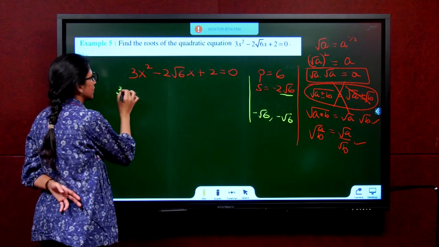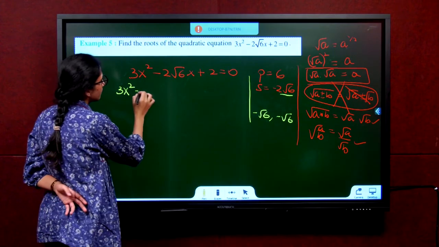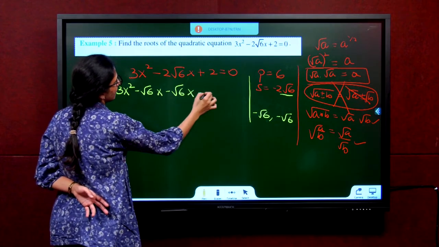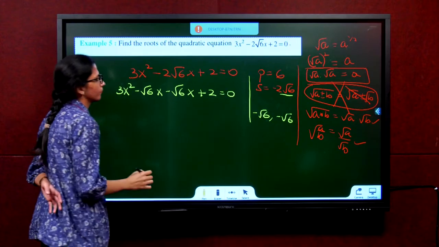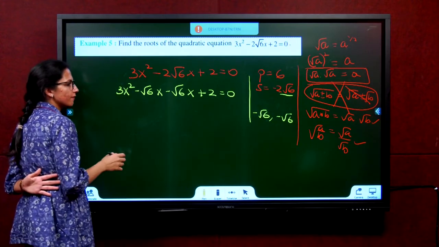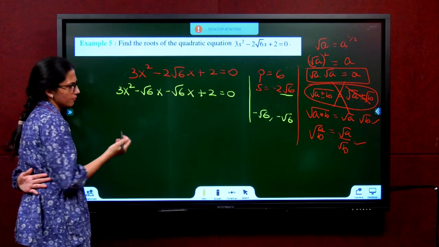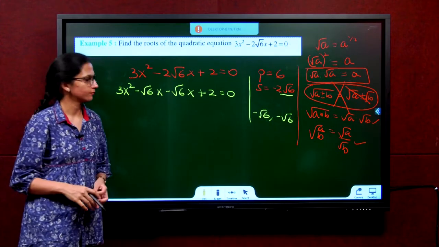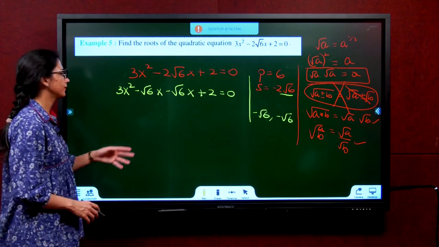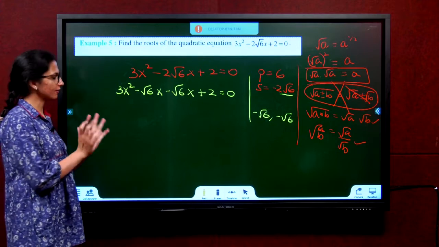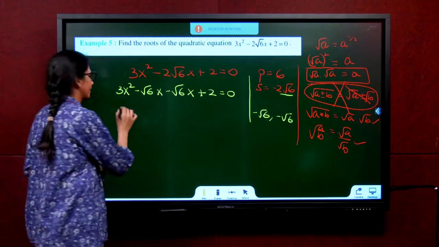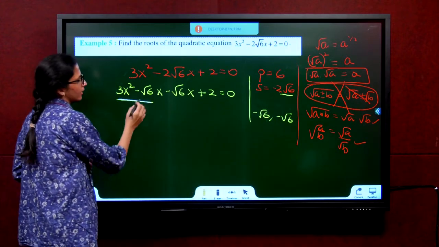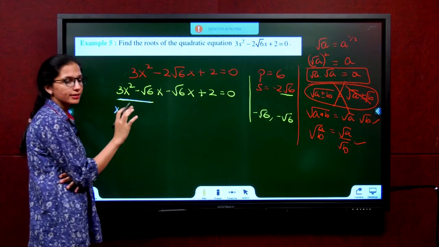Coming here, 3x square minus root x minus root x plus 2 is 0. Now carefully observe, what can you take the common number as? Is there anything common in this condition? So we have split the middle term, now we have to take common. Please understand, from the first two terms take whatever is common. See this, x is common.